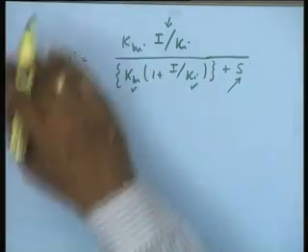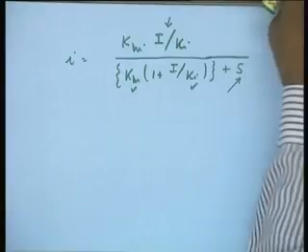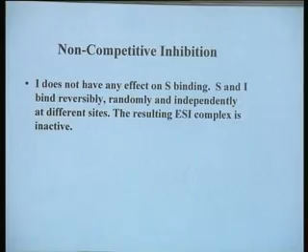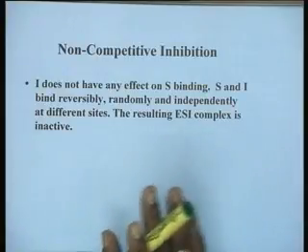This is what we had discussed yesterday, and now if we come to the next major class of reversible inhibitor, it is the non-competitive inhibitor. Now, the classical feature of a non-competitive inhibitor in terms of binding with the enzyme or the enzyme substrate is that the inhibitor does not influence in any way the substrate binding. Essentially, substrate as well as the inhibitor bind reversibly, randomly and independently at different sites.